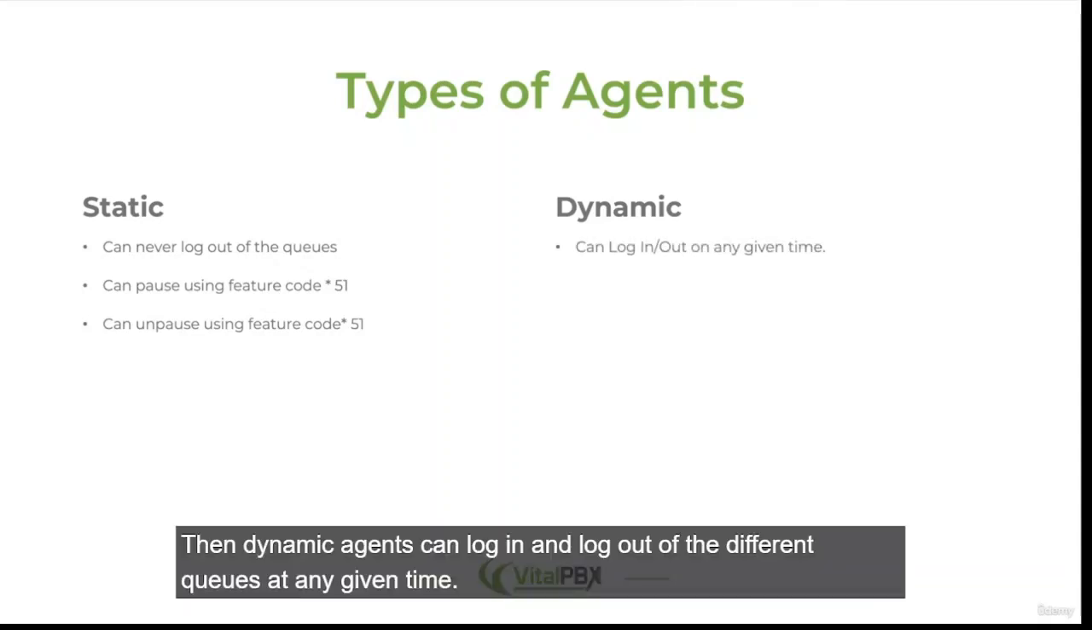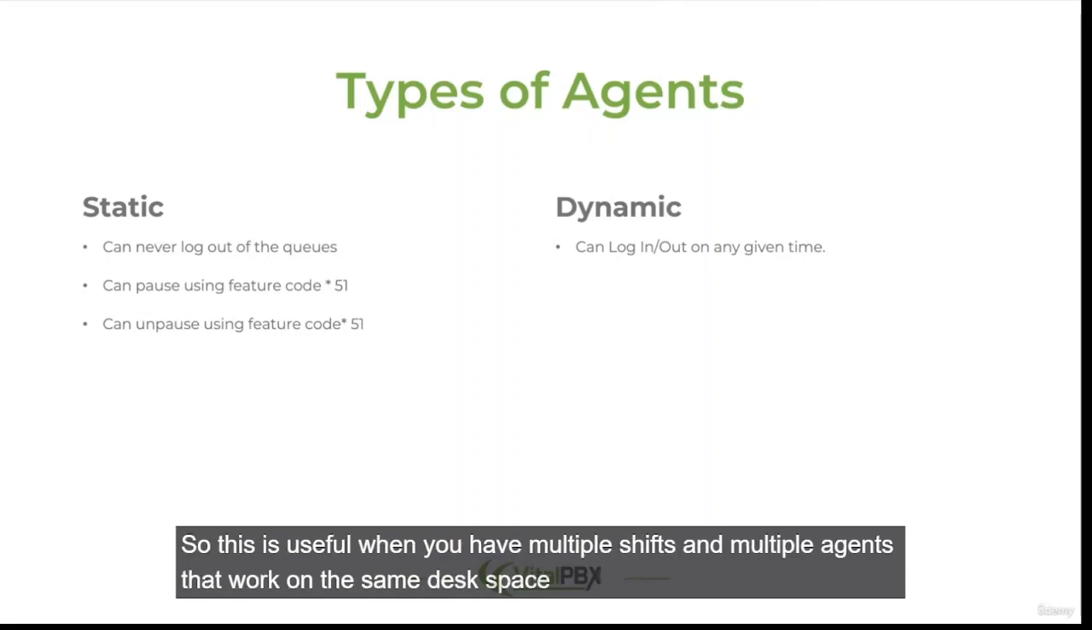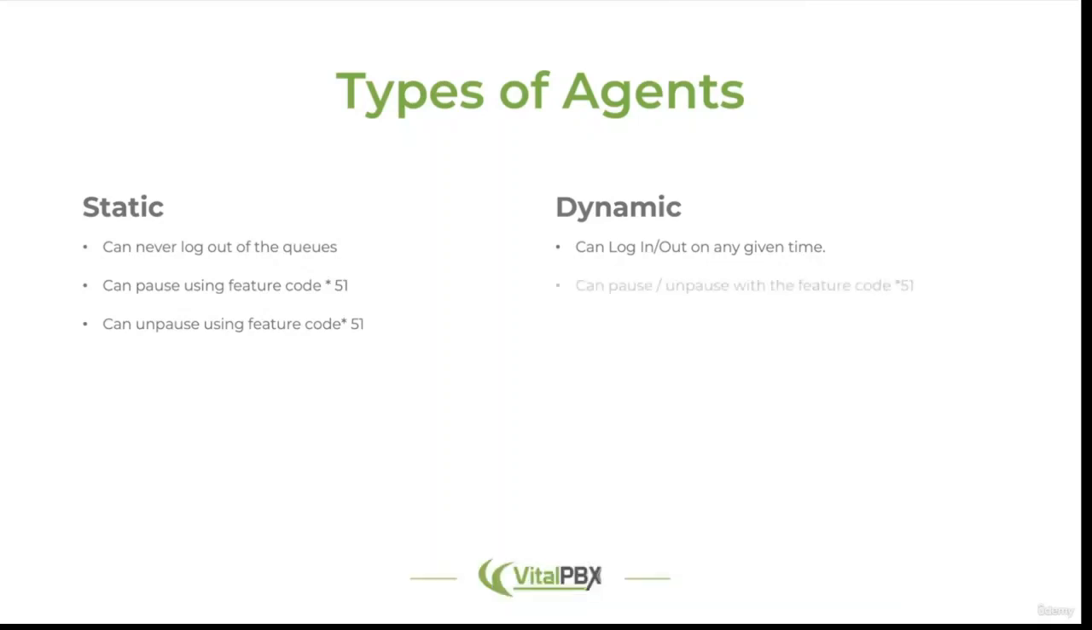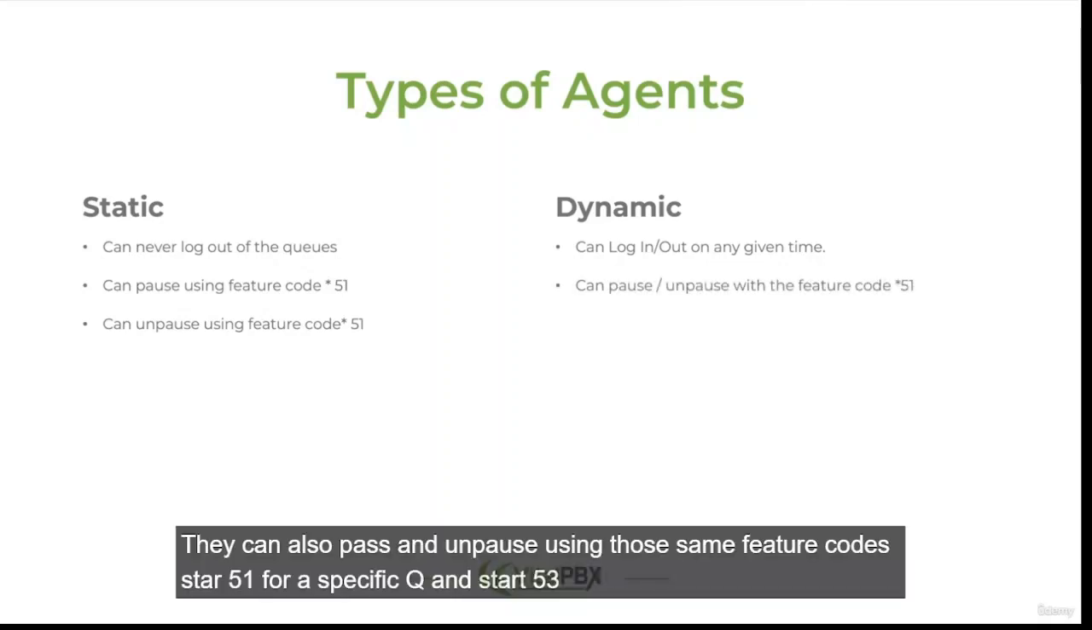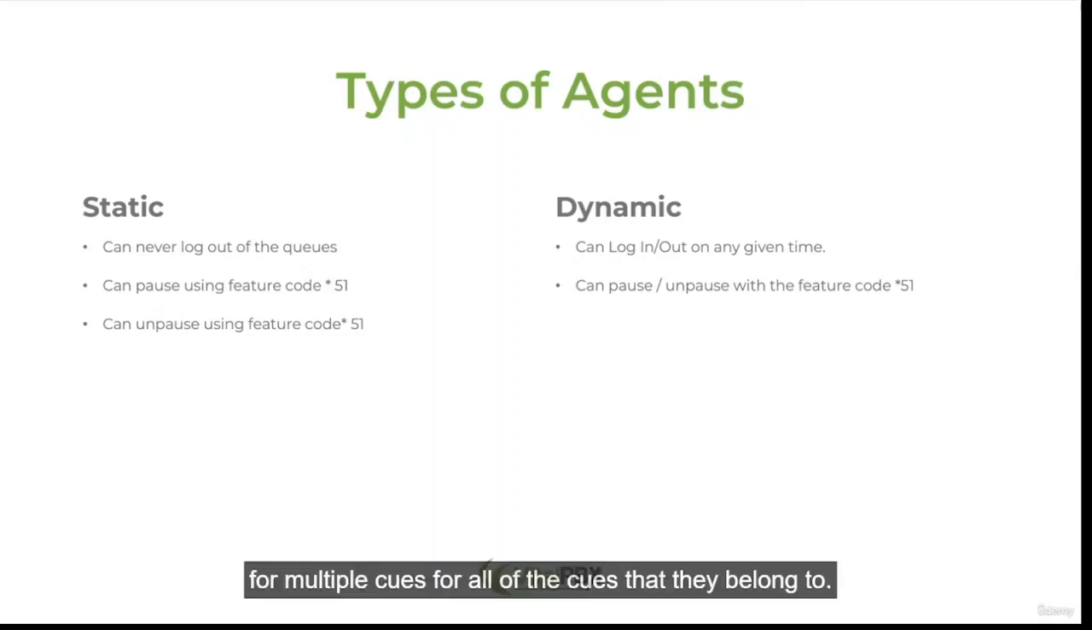Then dynamic agents can log in and log out of the different queues at any given time. So this is useful when you have multiple shifts and multiple agents that work on the same desk space or units. They can also pause and unpause using those same feature codes, star 51 for a specific queue and star 53 for multiple queues, for all of the queues that they belong to.